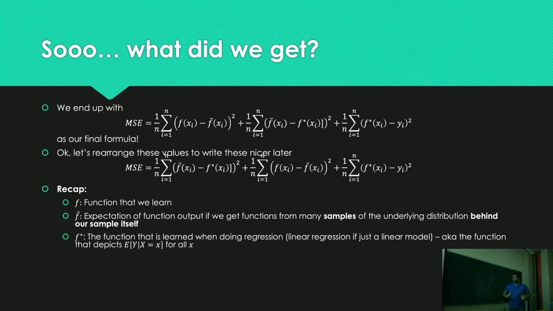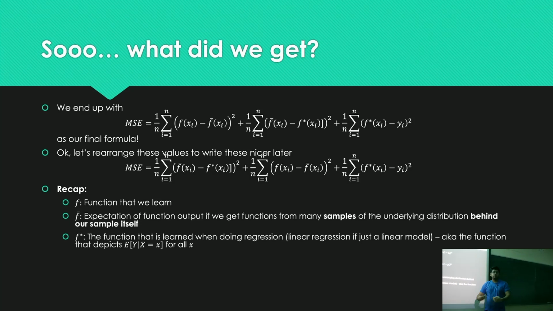So let's recap what we just did, because this is a lot of math. And remember, I don't expect you to understand the math. You can always look back if you want to understand it. f is the function we learn. f bar is the expectation of the function if we sample the underlying distribution several times, and then take the expectation across that distribution. And then f star is the regression model, a function that represents a conditional probability, and it could just be linear regression if you're doing a linear model. It's the function that depicts the expectation of y given x, doing your best training possible for all inputs x.